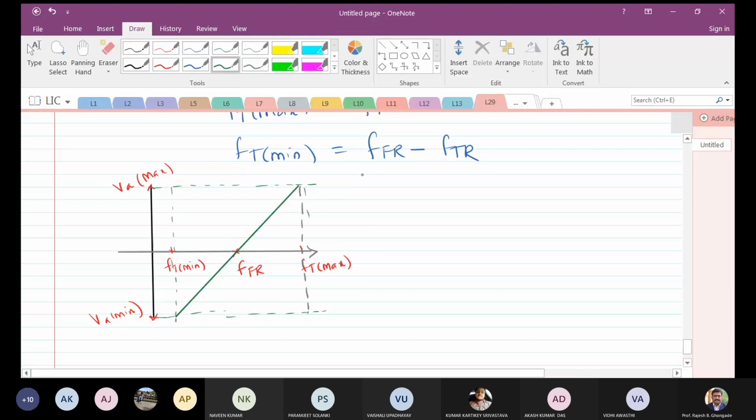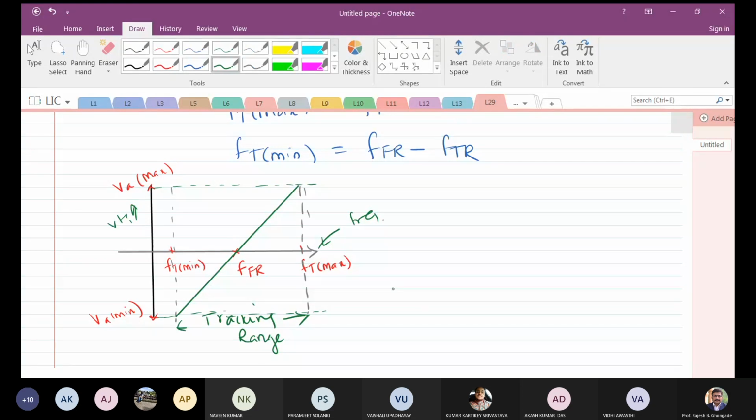So we have some curve like this. It's rather a straight line. And this is the tracking range. Remember, this is frequency. This is voltage. All right. So we have a certain minimum and maximum range. This is called the track range.